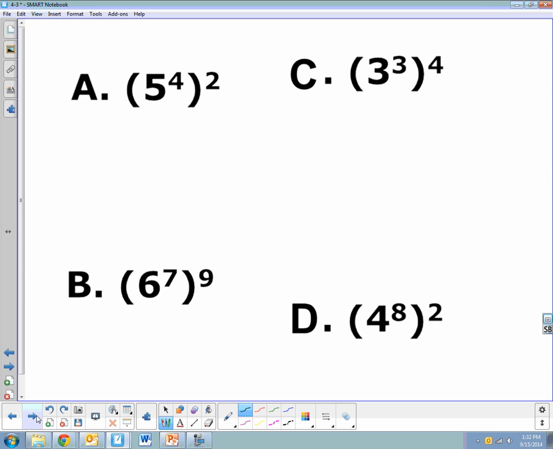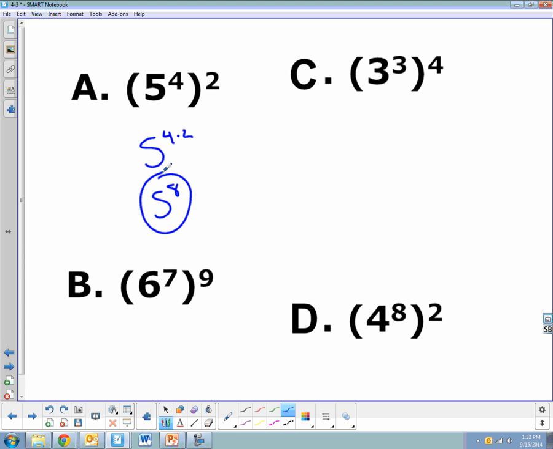Okay, try these 4 on your own, and we'll come back. I'm going to assume you tried it. So, first one, 5 to the 4th power raised to the 2nd power. If I multiply those exponents together, 5 to the 8th.